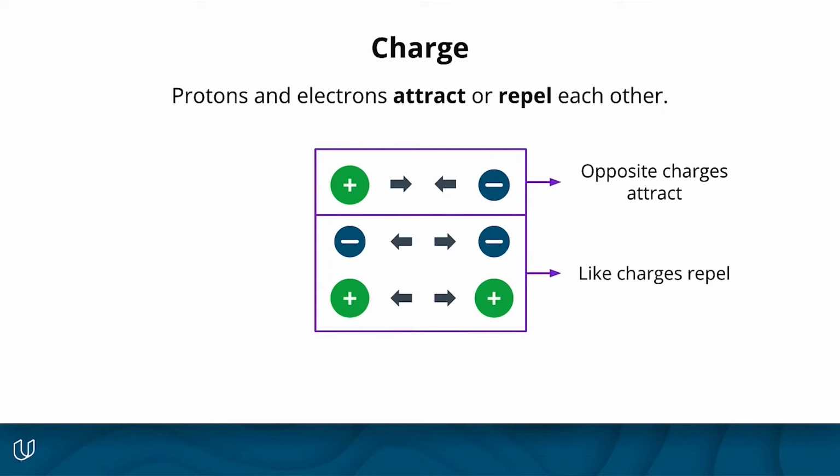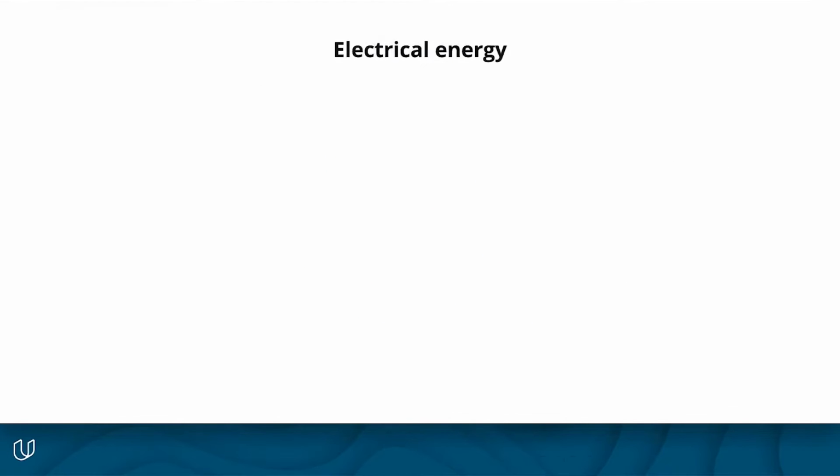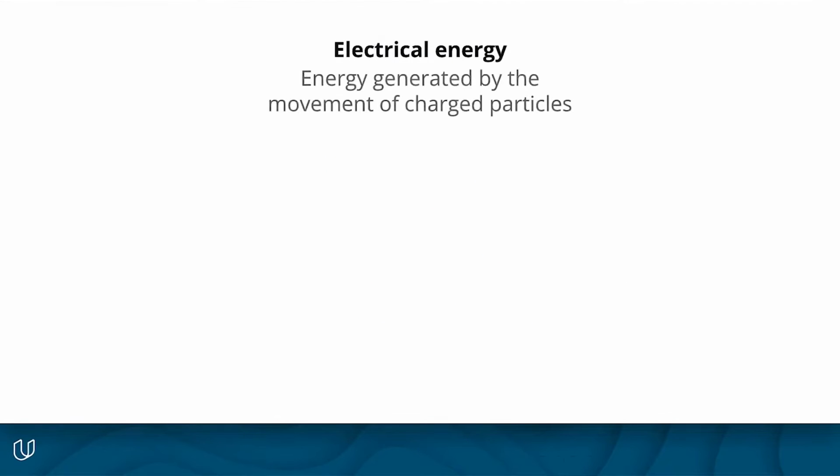Well, we can use these principles to get charged particles to move. And it's that movement that gives us our electrical energy. Because electrical energy is simply energy that's generated by the movement of charged particles. So that's what this lesson is really all about, the movement of charged particles as a way of getting energy.